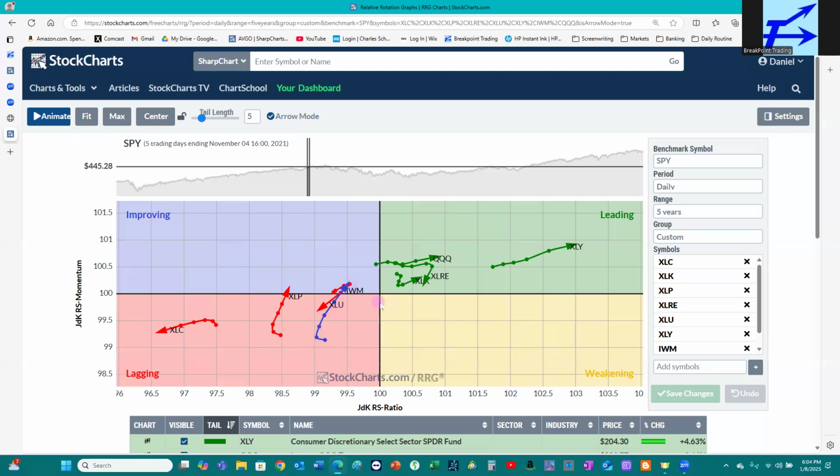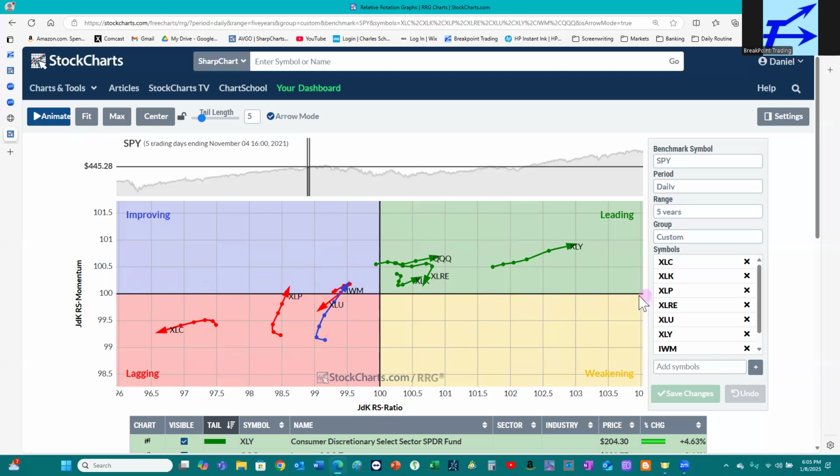Now, the way this graph is set up is it's based on the S&P, so that's the benchmark. Think of that as right in the center. Everything to the right of the center line has greater relative strength than the S&P, either the top or the bottom right. And everything to the left, of course, is worse relative strength.